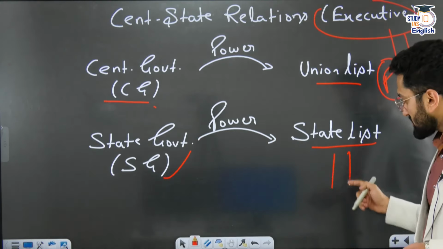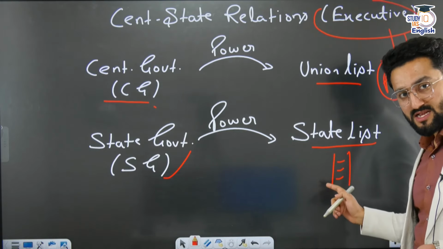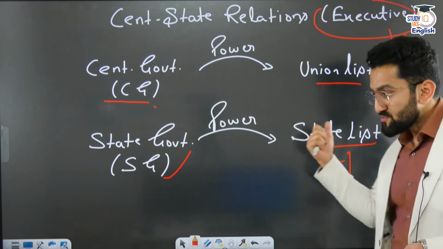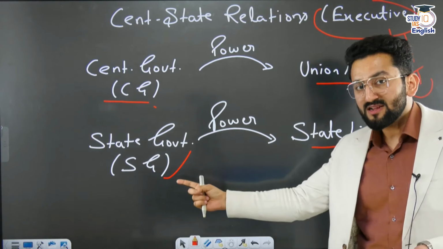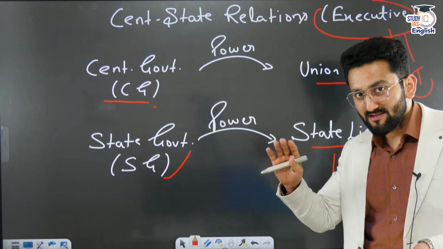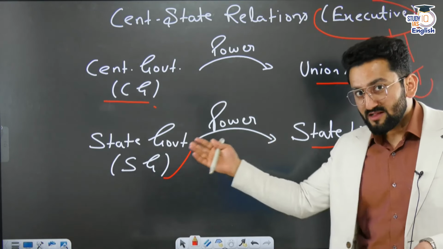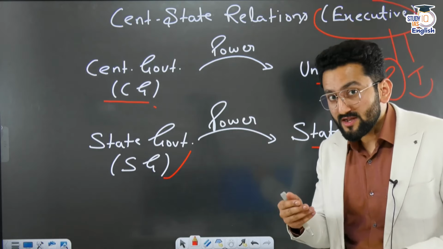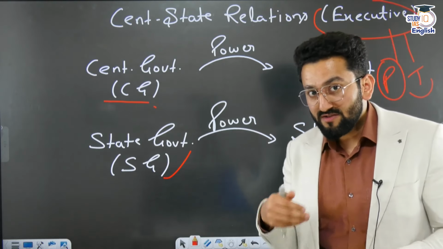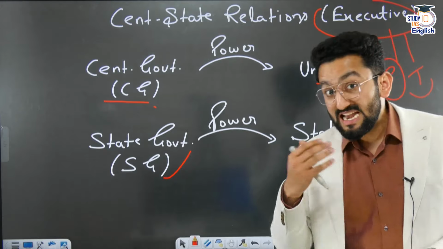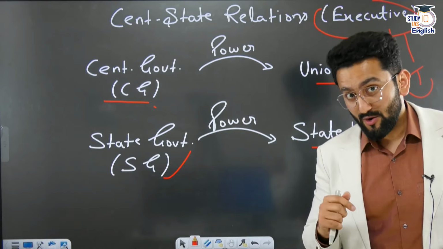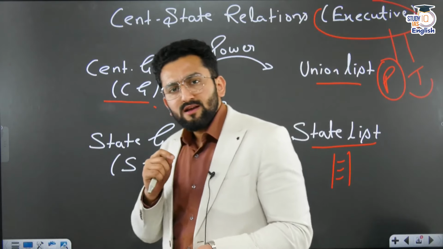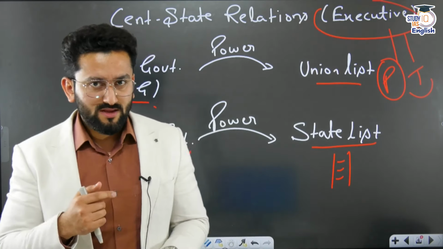It means for matters mentioned in the state list, if there are some laws, then these laws and policies need to be implemented by the state government. I hope you're getting clearer, right? Executive power does not mean that the state government is going to make law on the state list, because we are using the word state government. When we talk about making law, we should use the word state legislature, which we used in the previous class. So there's a difference.